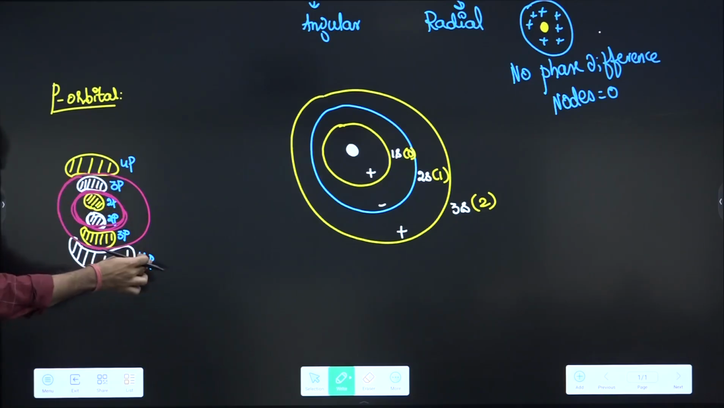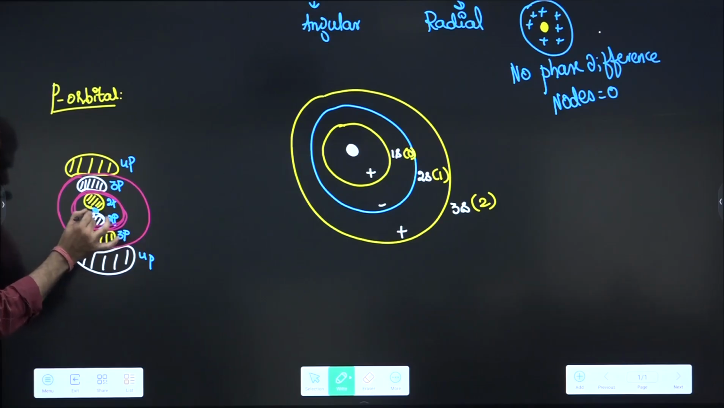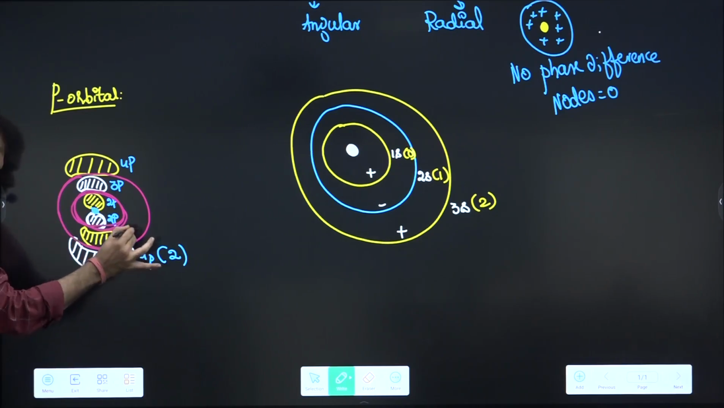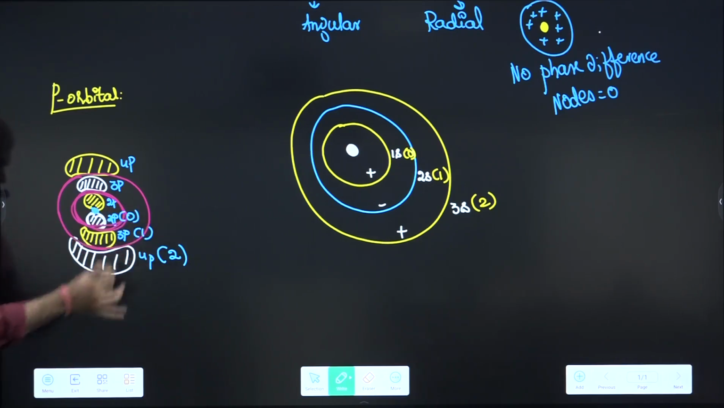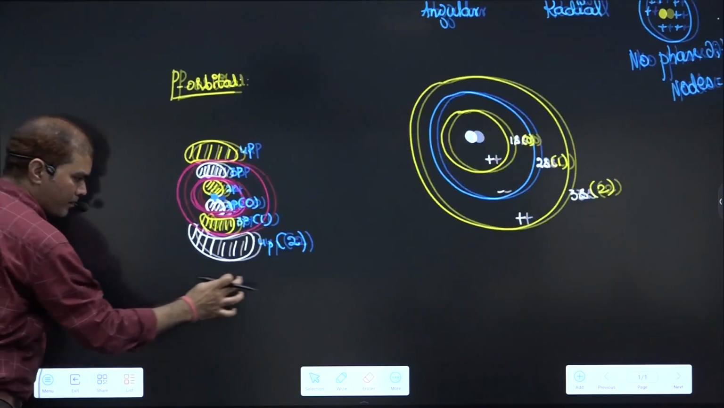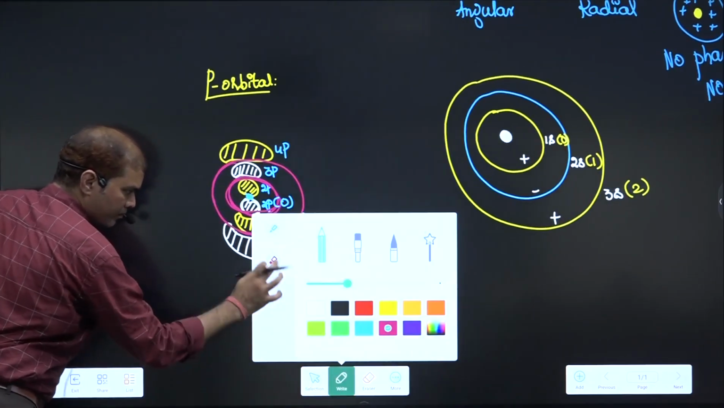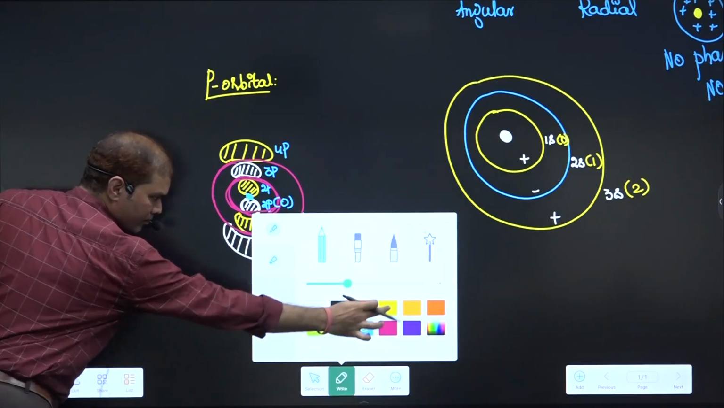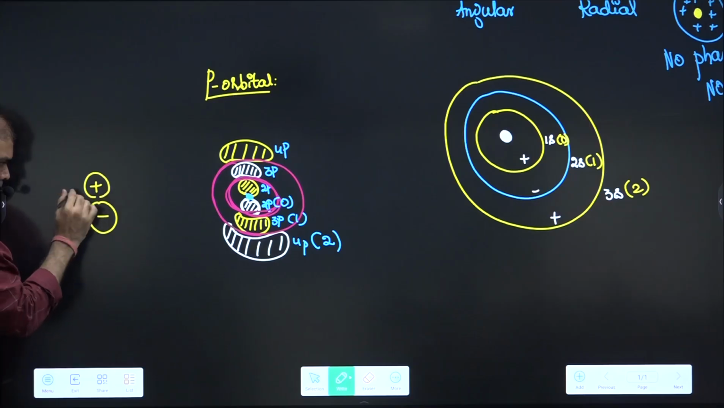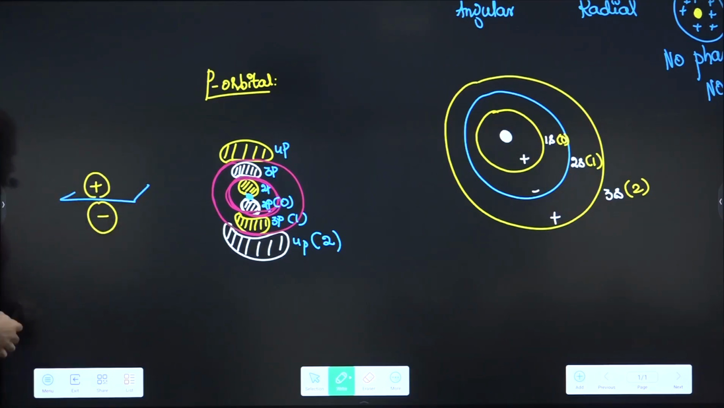So if I go for 4p, how many radial nodes? 4p has 1, 2. Center is the nucleus. This has 2 radial nodes. 3p has 1. 2p has 0. Angular nodes, how many angular nodes? Angular nodes, 1 angular node. Okay.